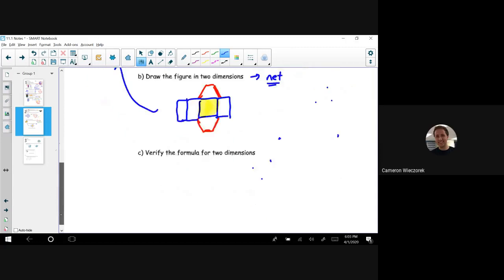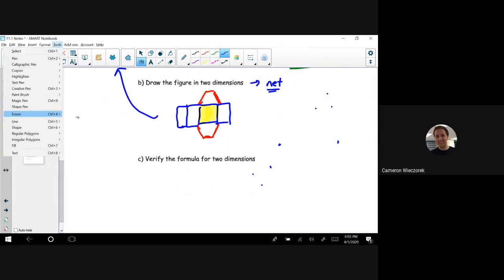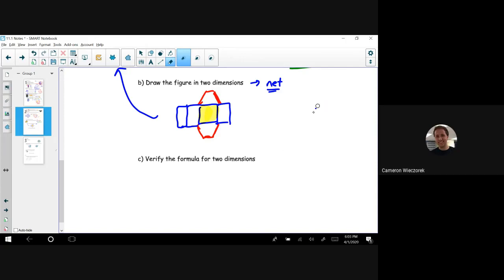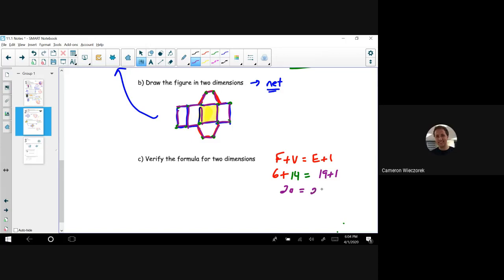Let's verify that Euler works for 2 dimensions. Erase these dots. Okay. So this time I'm going to do F plus V equals E plus 1. Well, I got 4 rectangles, 2 trapezoids. I got 6 faces. You can count up the vertices in this one. 1, 2, 3, 4, 5, 6, 7, 8, 9, 10, 11, 12, 13, 14 vertices. Count up the edges. Do that in pink. 1 through 19. So I get 20 equals 20.